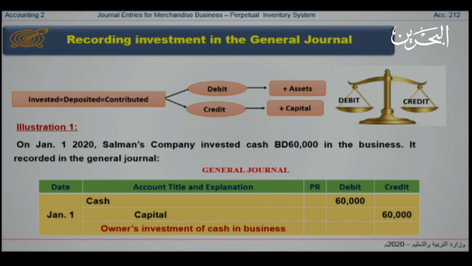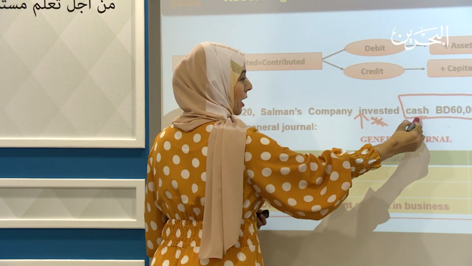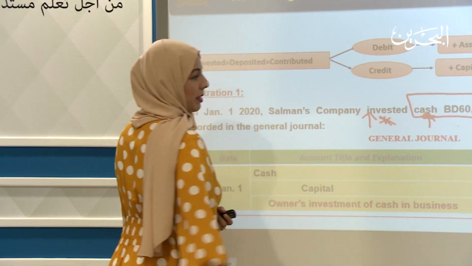Let us take a look at recording an investment in the General Journal. By our example, we will see how the investment is recorded. On January 1st, 2020, Salman Company invests cash of 60,000 in the business. How can we record this transaction in our General Journal? If I invest, the capital will be affected and it will increase. And also I invest by cash, so the cash will also increase.